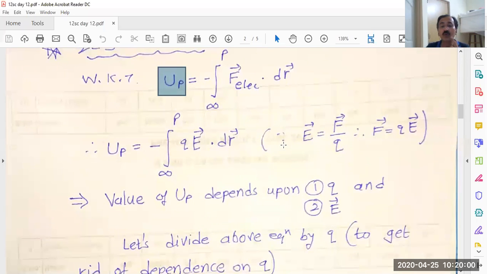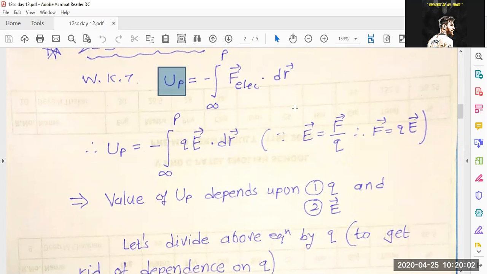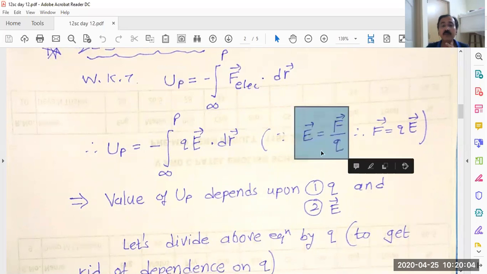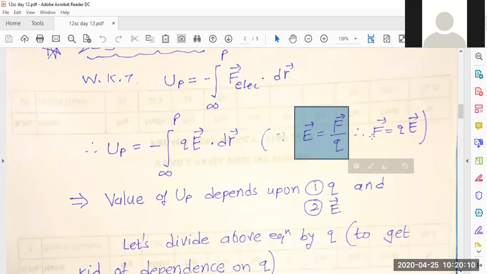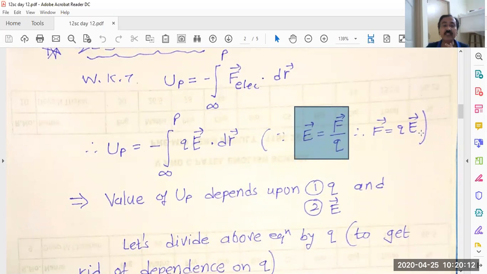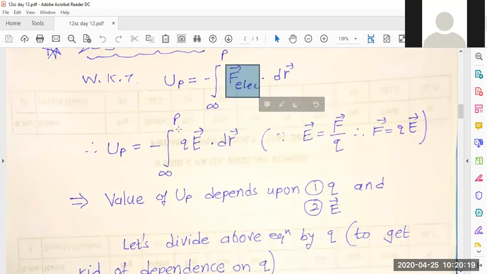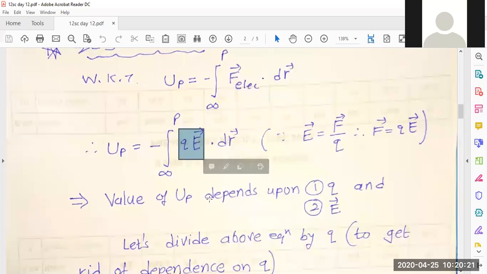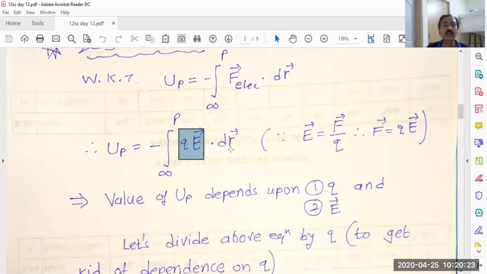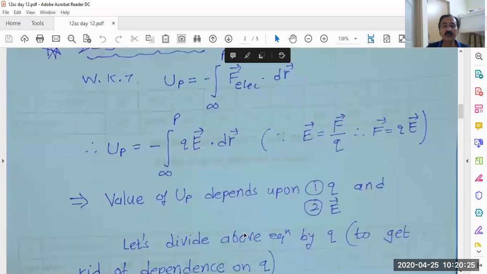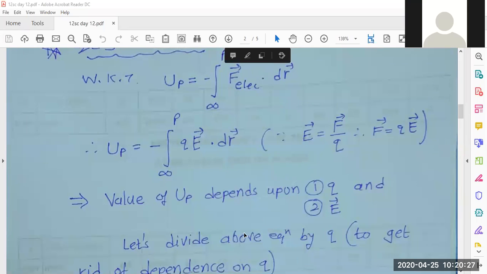Now, those who are joining today might not know, or might know, that electric field was defined as force per unit charge. So if F is made the subject, it is Q times E. So instead of F electric, it is written QE. That's it. QE dot dr. Are you okay with that? Yes, sir.